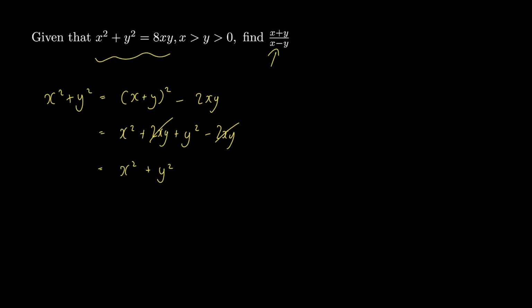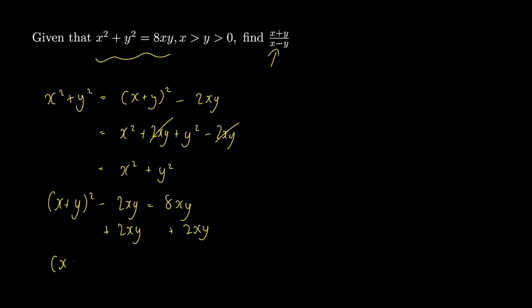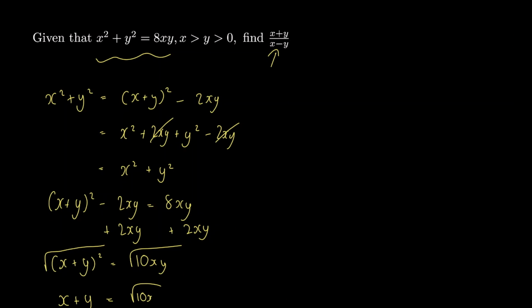So this means we have (x plus y) all squared minus 2xy is equal to 8xy. Now if we add 2xy to both sides, we get (x plus y) all squared is equal to 10xy. And if we take the square root of both sides, we get x plus y is equal to the square root of 10xy. So we have an expression for x plus y.